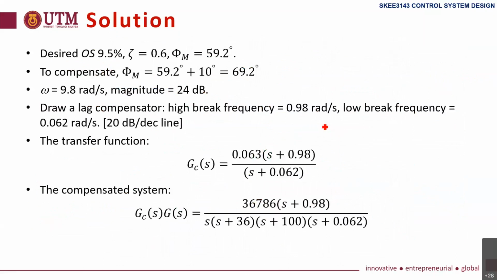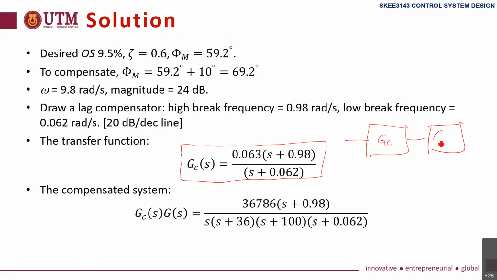Finally, this is the one that I showed to you. This is the transfer function that we obtain, and we can multiply all these with the original system, because we have GC, we have G. They are in cascade. So we can finally multiply. So this is the one that we obtain when we multiply all with this and with the original system.